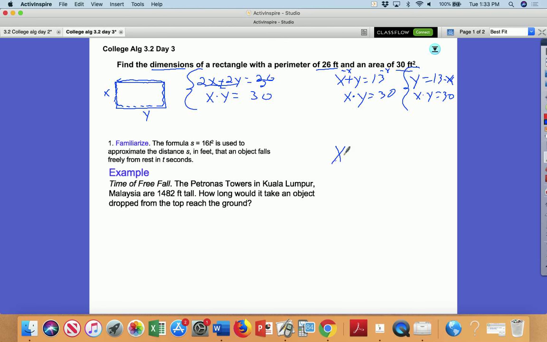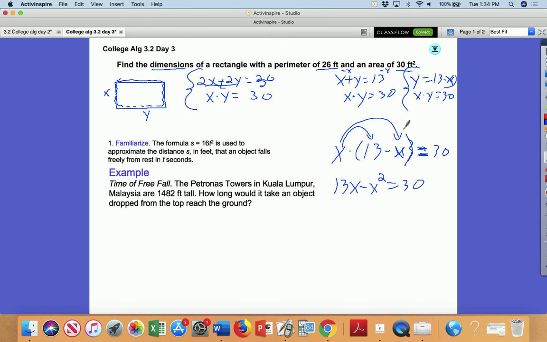X times 13 minus x. All right, thank you. Okay, so we took out the y and put an expression of x in for the y, and now we have a quadratic equation that we're going to try to solve. So I'm going to say 13x minus x squared equals 30. Now what? You guys help me do it the rest of the way.